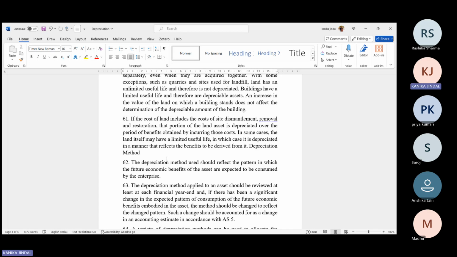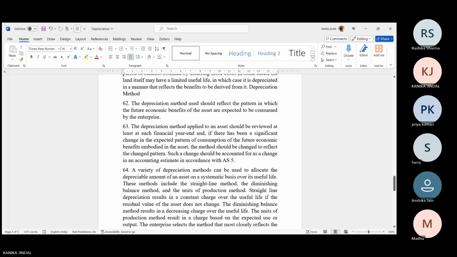Next is, the depreciation method used should reflect the pattern in which the future economic benefits of the asset are expected to be consumed by the enterprise. So depreciation method जो भी use होगा, that should reflect the pattern in which future economic benefits of the assets are expected to be consumed. So जिस way में वो future expected benefits asset से consume करना चाहता है enterprise, उसी pattern के basis पे the depreciation method is chosen and used.